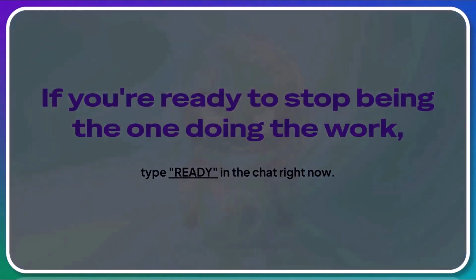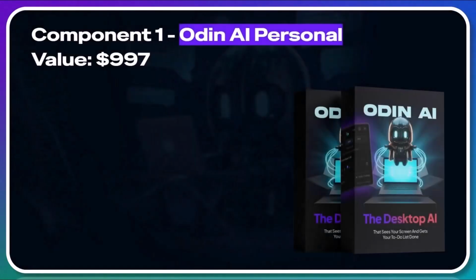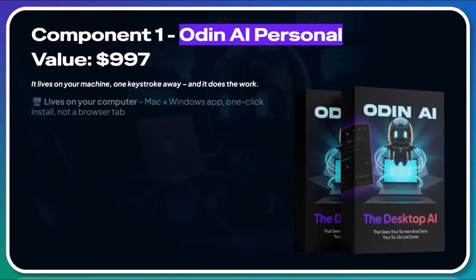So let's break down exactly what you are getting. Component 1 is the Odin AI personal license. This one lives on your machine. It's literally one keystroke away. I just press Control and space and it starts to run. It does all the work. It doesn't get into action until you call it, so it's not watching your computer all the time. It's only there if you ask it to help you. And again, it's real. It lives in its own browser with its own access. It's on your computer, but only when you give it access to certain folders. So it's restricted and compartmentalized as you want it. There's a Mac and Windows app, and it's a one-click install.